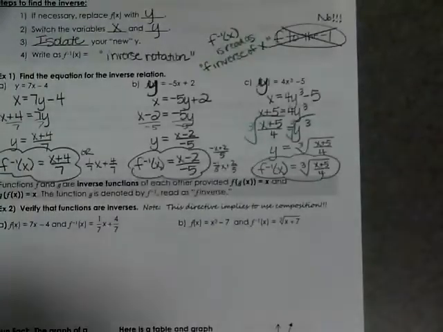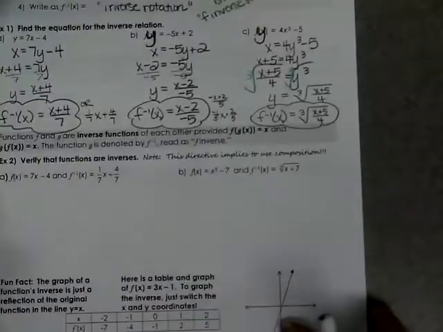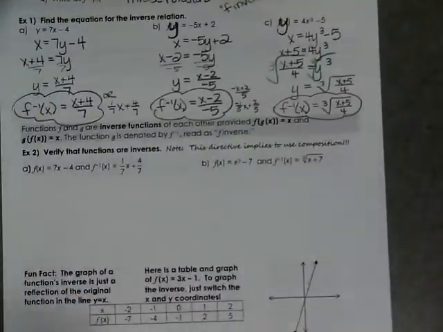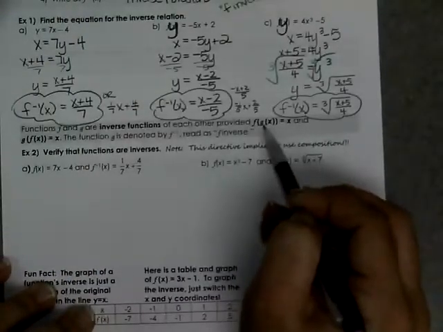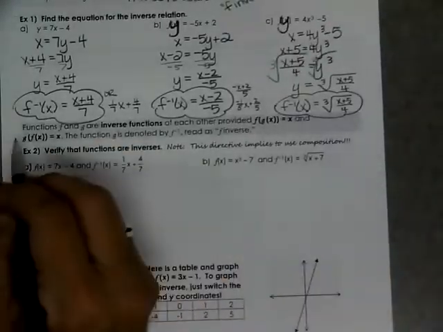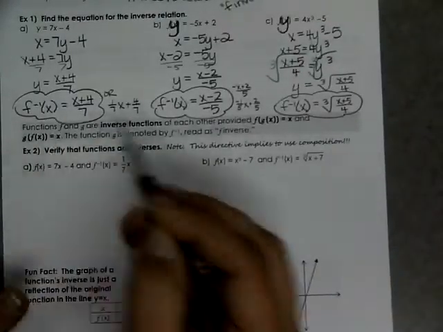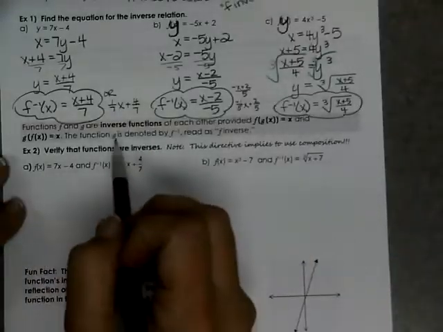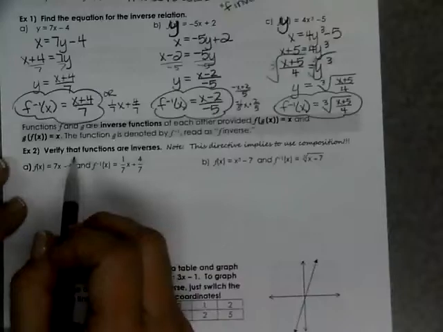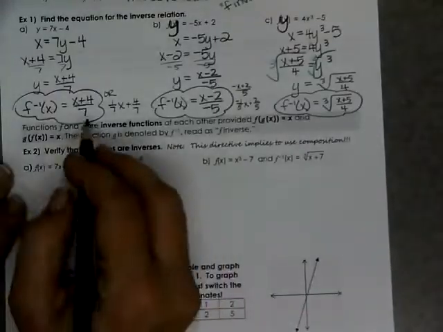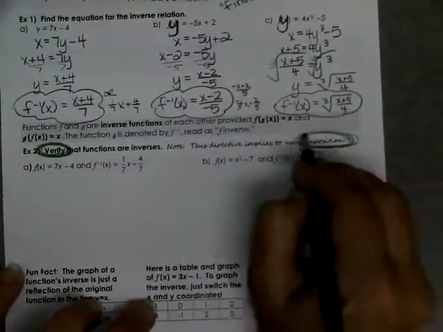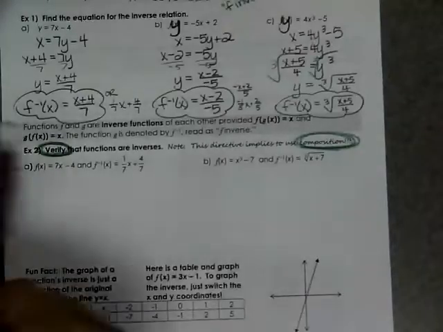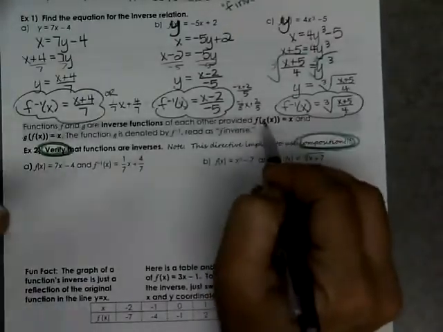The second thing we're going to do is verify functions are inverses by using composition. Here's how that works. Functions f and g are inverse functions of each other, provided that f of g of x equals x, and that g of f of x equals x. For our purposes, we denote g by f inverse. So when it tells you to verify that functions are inverses, that directive implies to use composition, and you're going to show that regardless of the order that you compose the functions, we get x.